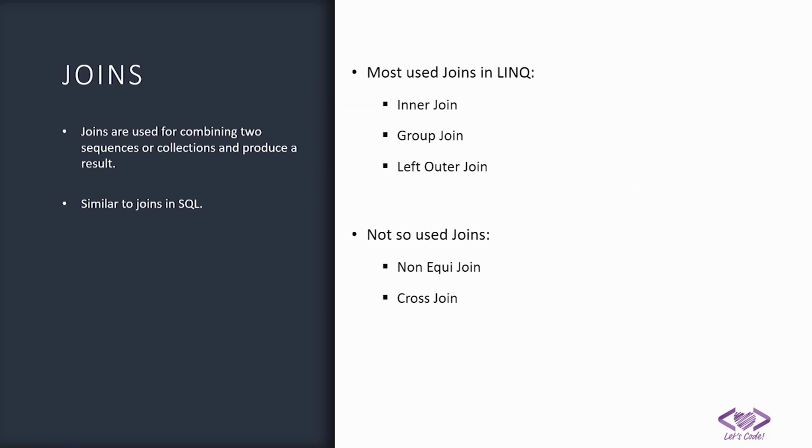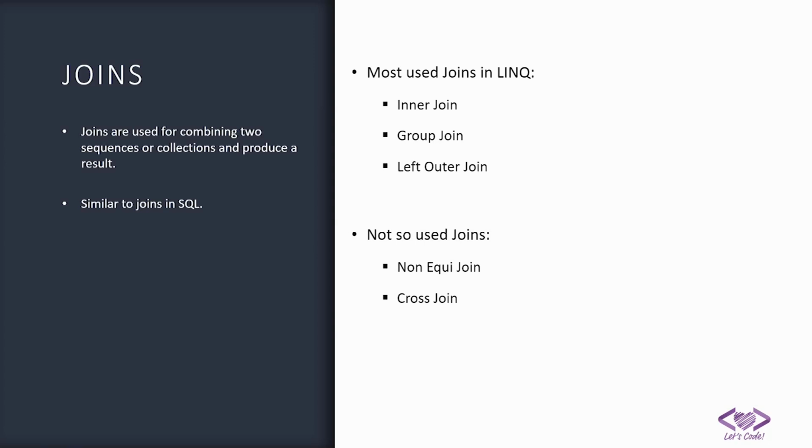It is similar to SQL joins, which you might be using. If you are familiar with SQL, you might have used joins there. Suppose there are two tables and you want to get data by combining these two tables, then you use joins. Similarly here in LINQ, if you have two collections or two sequences and you want to get a result by combining them, then you will go for LINQ joins.